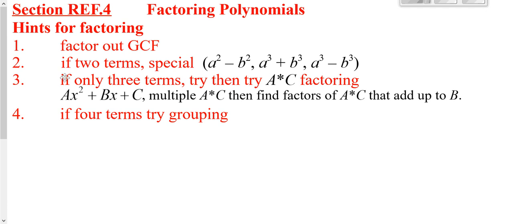If there's three terms after you take out your greatest common factor, you want to try your AC factoring. In other words, A is what's in front of your squared term, C is the one that has no variables. You multiply them together and find two things that multiply together to give you what A and C give you that happen to add up to give you the value of B. And we'll go through some problems like that. If there's four terms, then you factor by grouping.